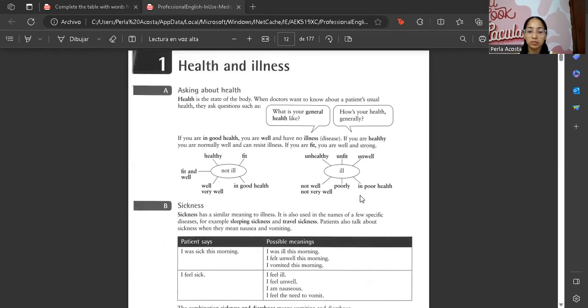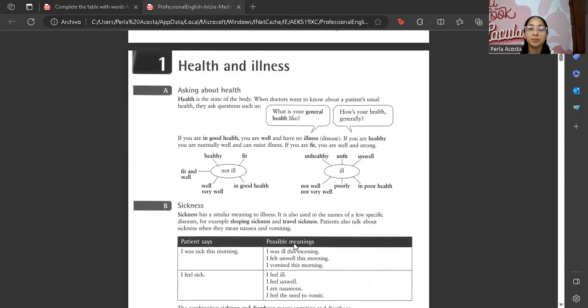Okay, this is the first unit. It is health and illness. Asking about health. Health is the state of the body. When doctors want to know about a patient's usual health, they ask questions such as, what is your general health like? How's your health generally? If you are in good health, you are well and have no illness or disease. If you are healthy, you are normally well and can resist illness. If you are fit, you are well and strong.